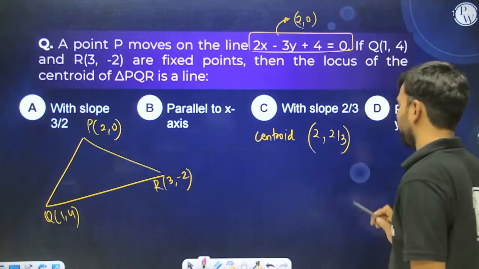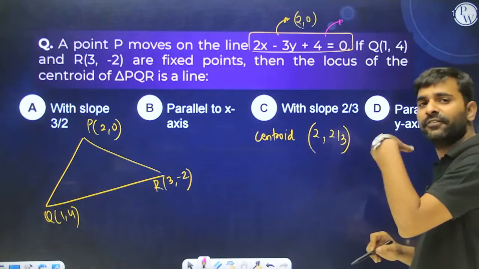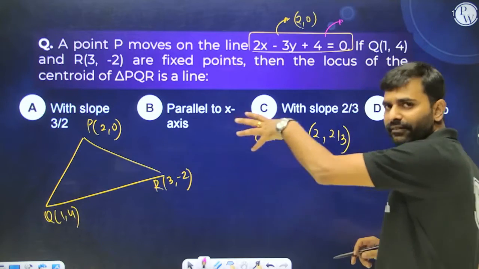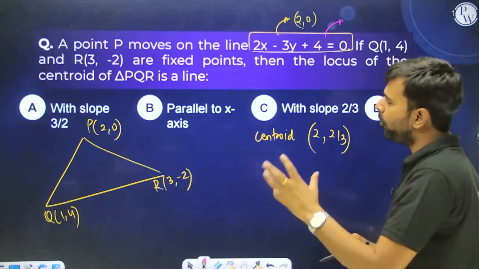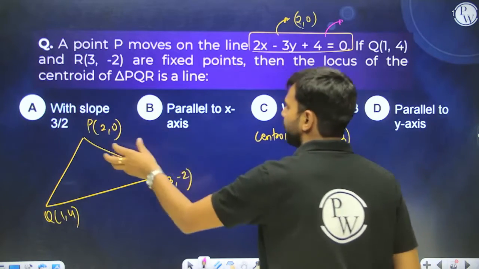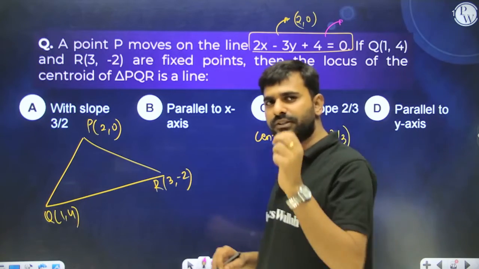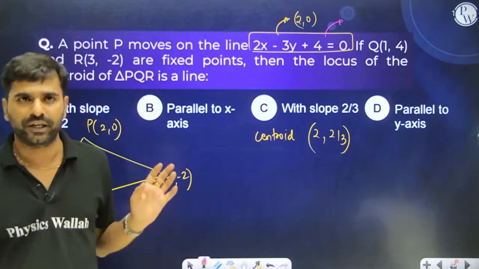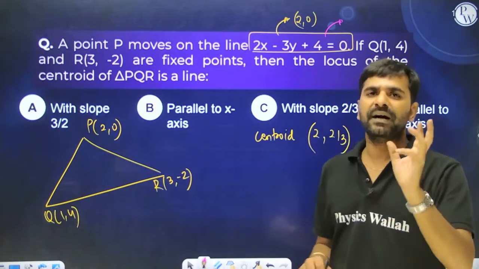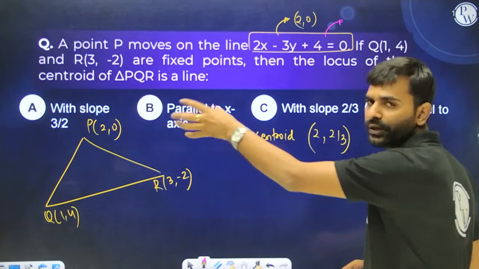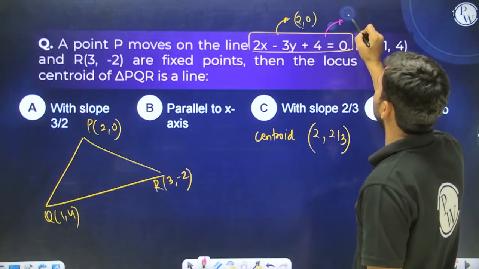If we take any other point, whatever the answer is, let's say if the equation of the centroid locus is given to me, then this point has to satisfy that. Now over here the options are different. Look, slope 3 by 2, parallel to x-axis, slope 2 by 3, parallel to y-axis. So we can understand one thing, that the centroid of the triangle is lying on a straight line only. Though the equation of that straight line is not given to me, I can see and feel through the options that the equation has to be a straight line only. So I can take one more point on this straight line. So it can be (0, 4 by 3).